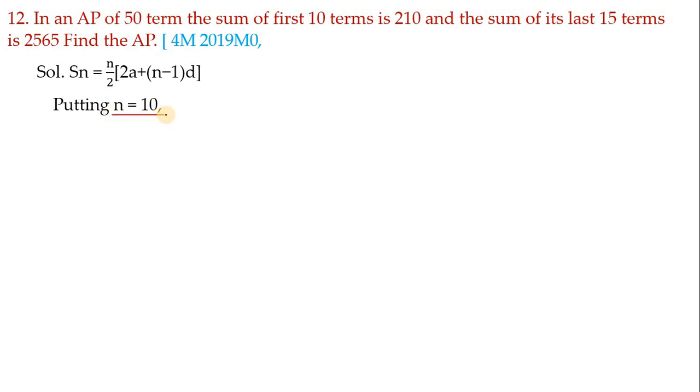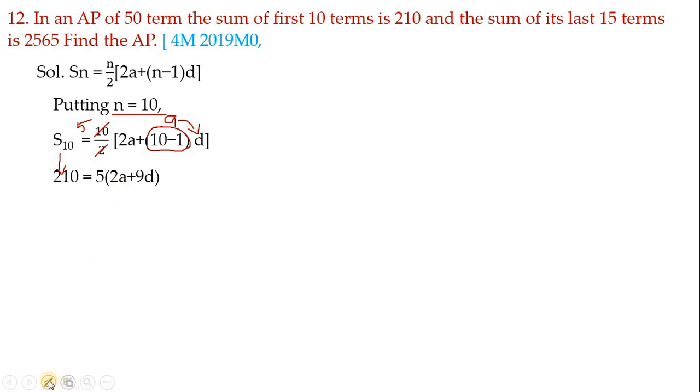Let me put n value as 10. So S10 is equal to 10 by 2 into 2a plus 10 minus 1 into d. And here we can cancel 2 ones and 2 fives. And 10 minus 1 is 9. 9 multiplied by d, we get 9d. And in this place we can write 210. So 210 is equal to 5 into 2a plus 9d.